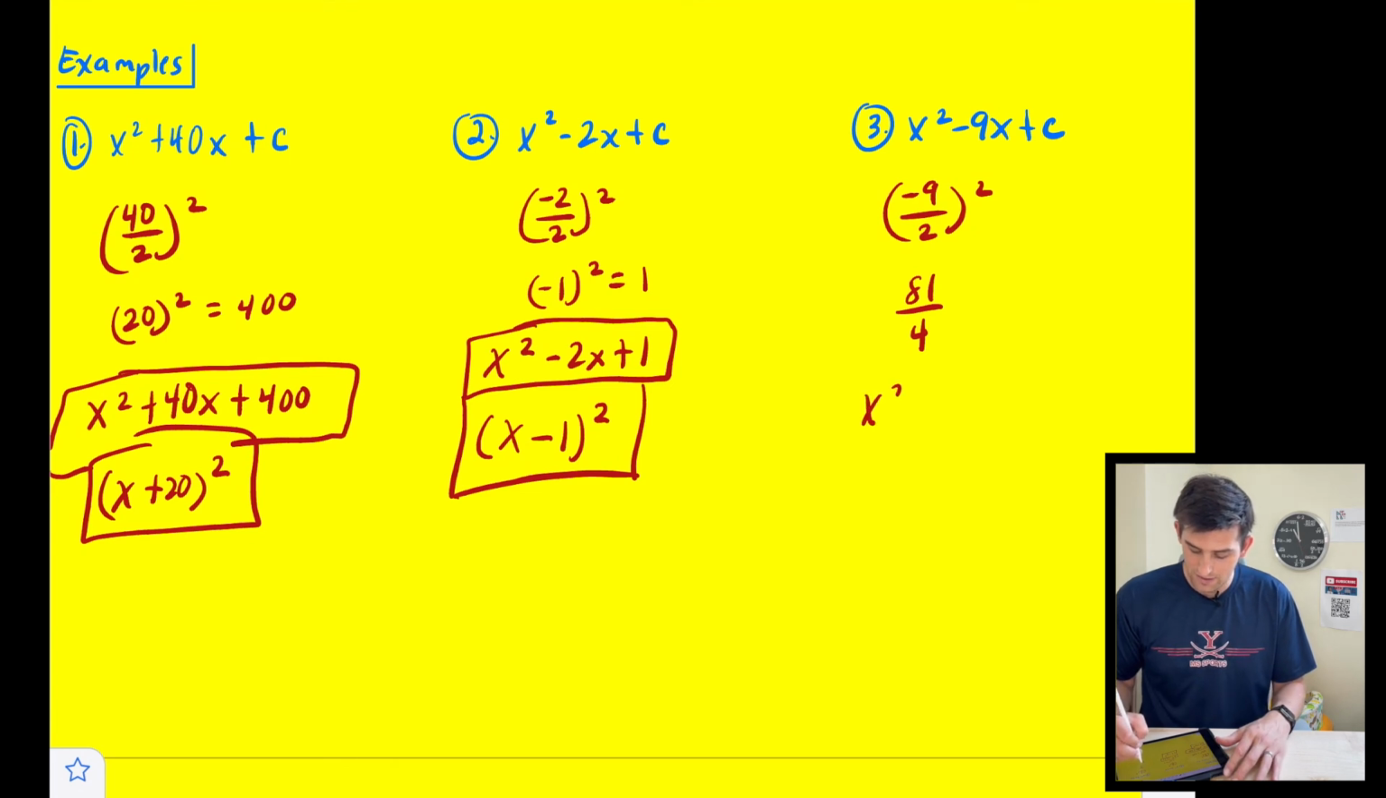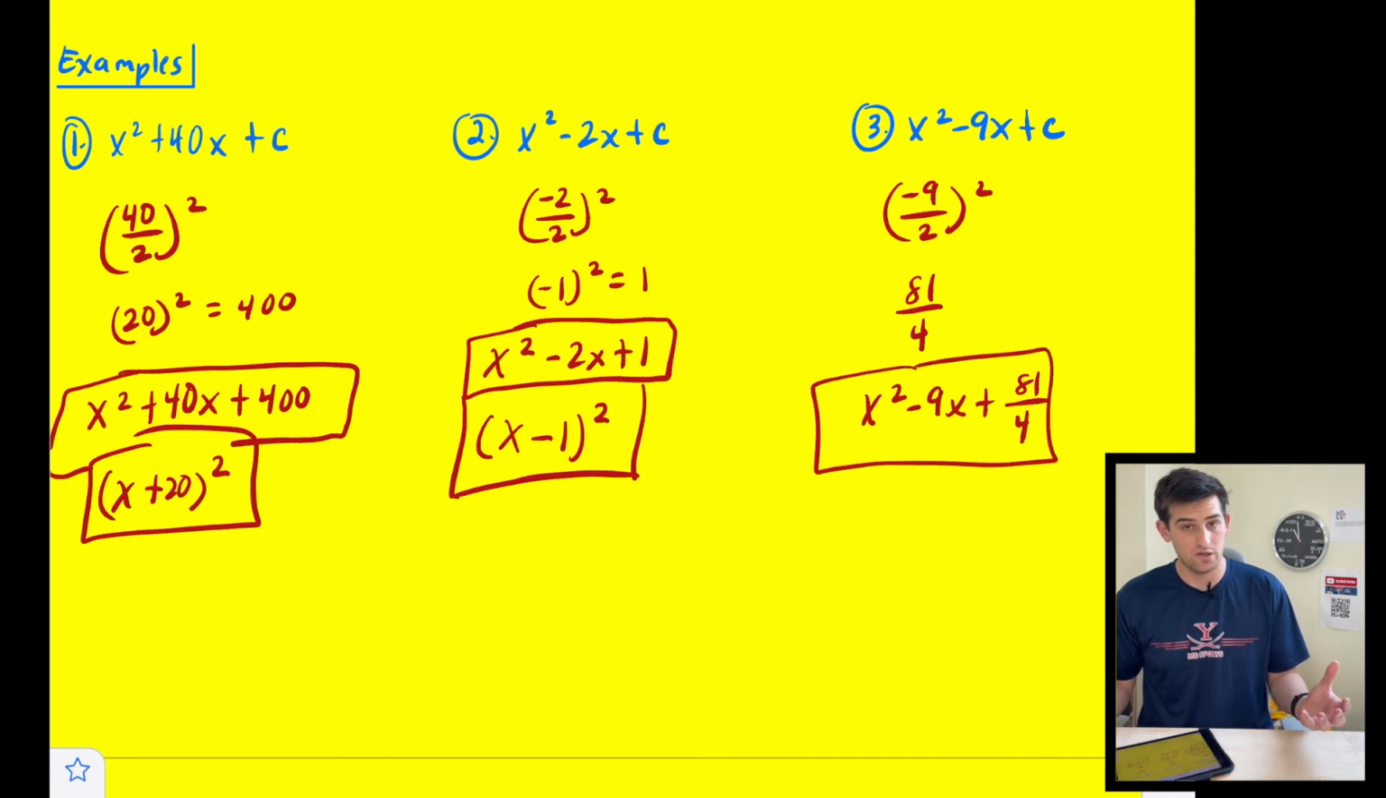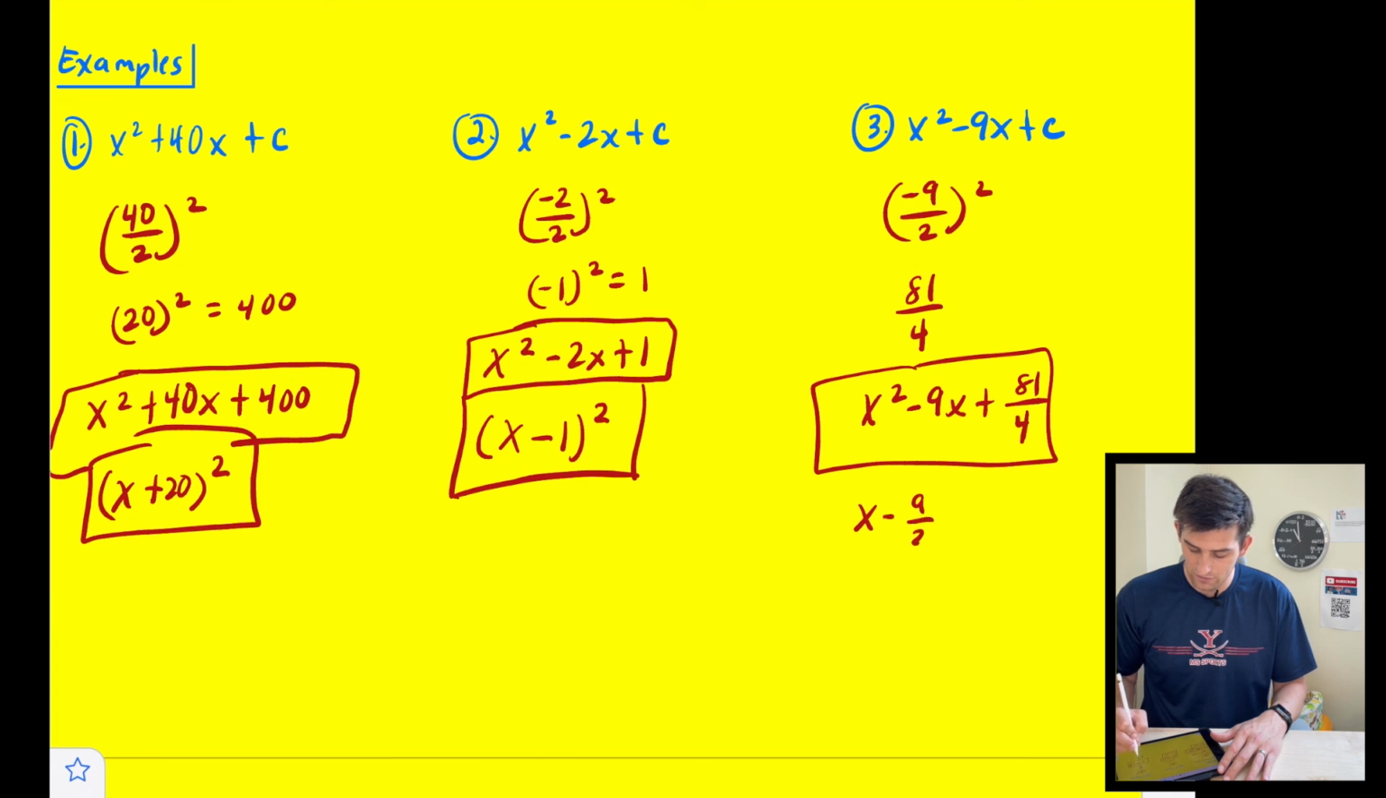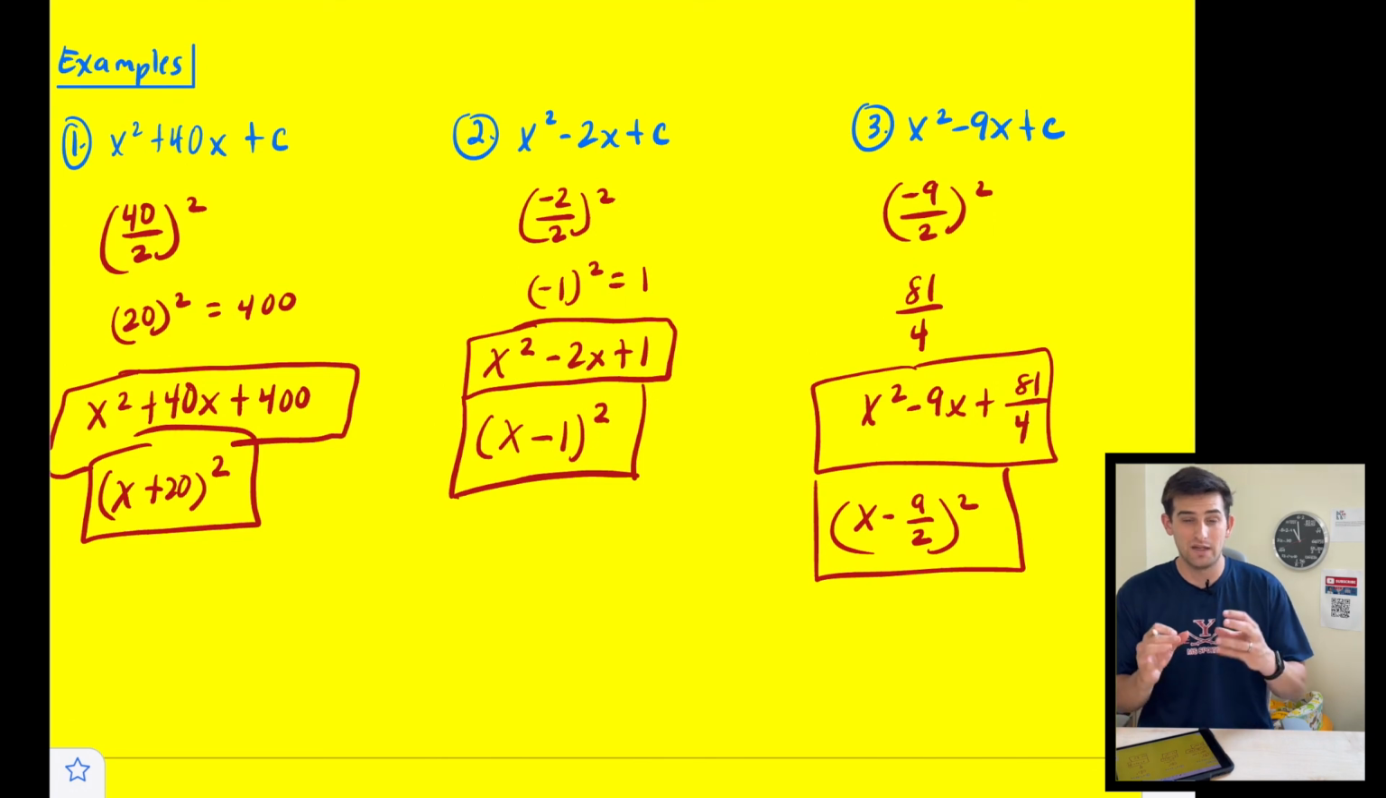And so now we have x squared minus 9x plus 81 over 4, and that is a perfect square trinomial. And so now we could factor that as x minus 9 over 2 quantity squared. And so that's what a perfect square trinomial is, and how we can make one by using the process of completing the square.